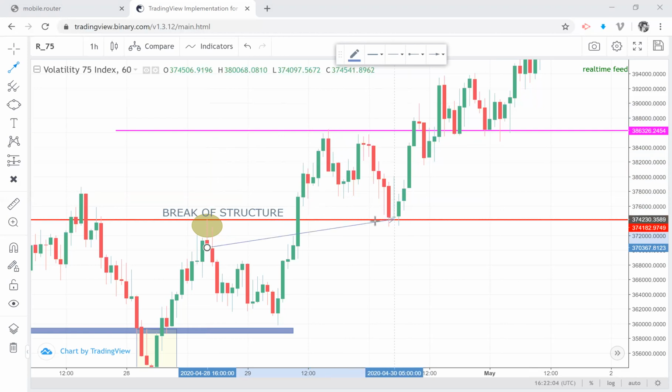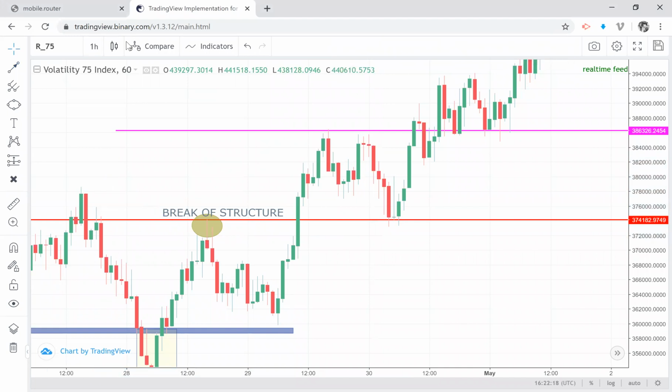I entered here, immediately the market, and I put my stop loss just below this candle that broke above the structure. That's why I put my stop loss there. My stop loss was just below right here. This candle that broke above the structure is where my stop loss should be.